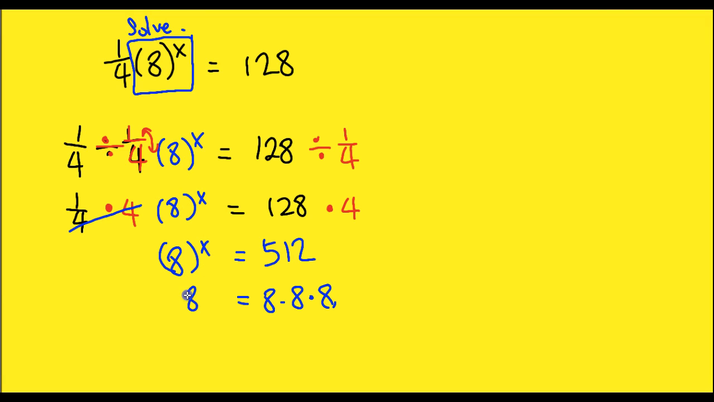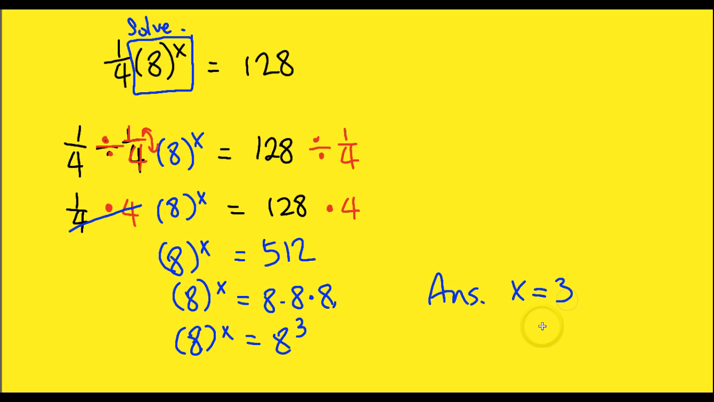Oh, so look, 8 raised to the x power is equal to what? 8 raised to the third power. Obviously, we're saying that these two are equal to each other. Since 8 and 8 are the same, what do you think x should equal? You're absolutely right. So what's your answer? X is equal to 3.